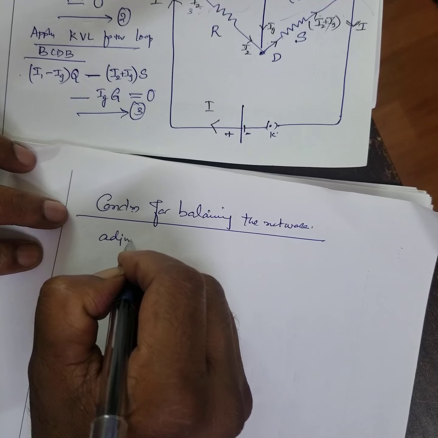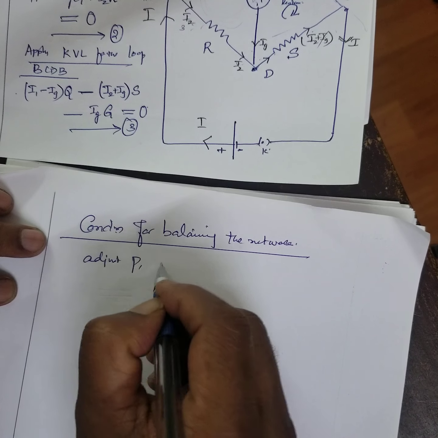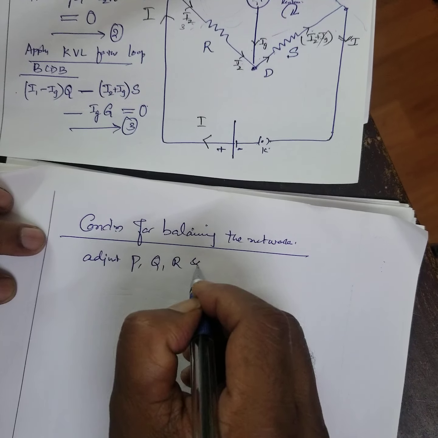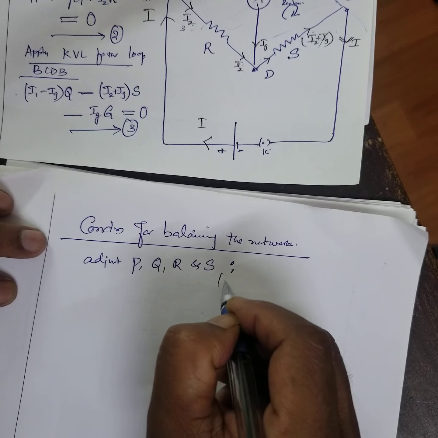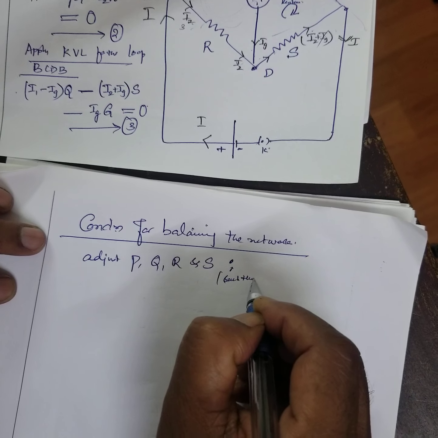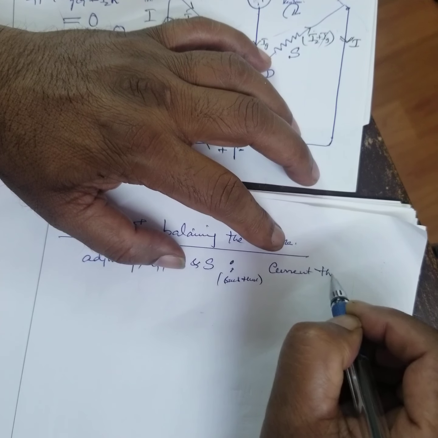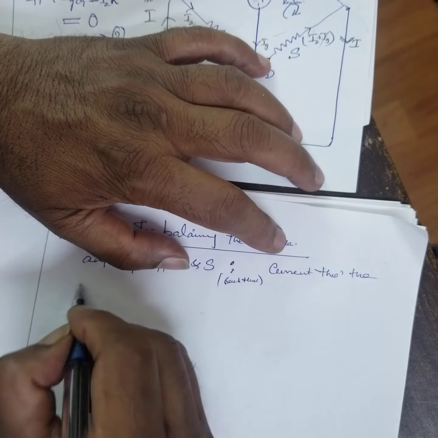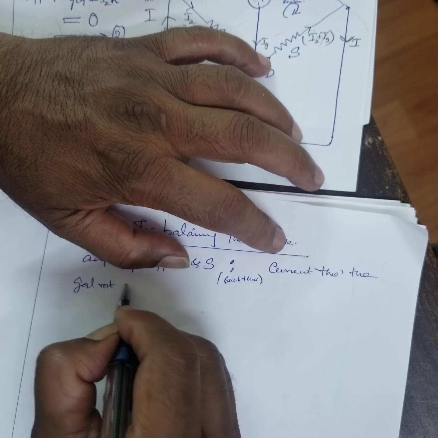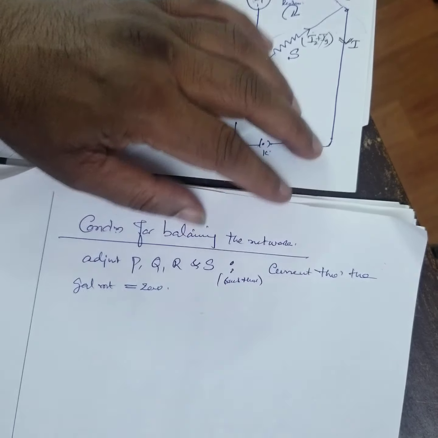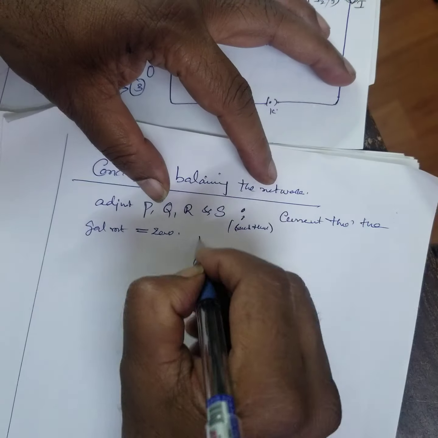Adjust P, Q, R and S such that the current through the galvanometer should be 0. When no current flows through, it means Ig should be 0.